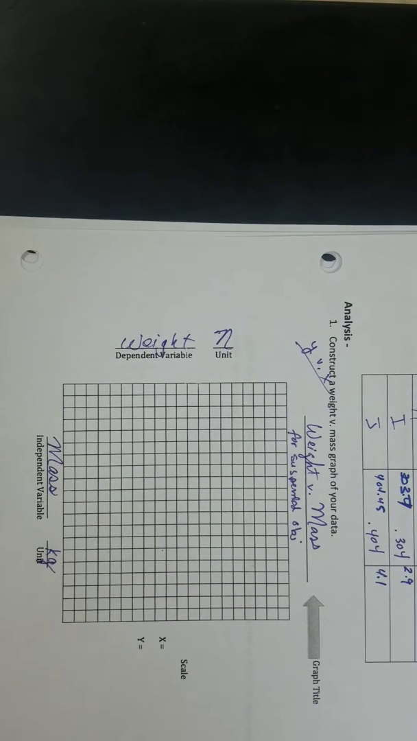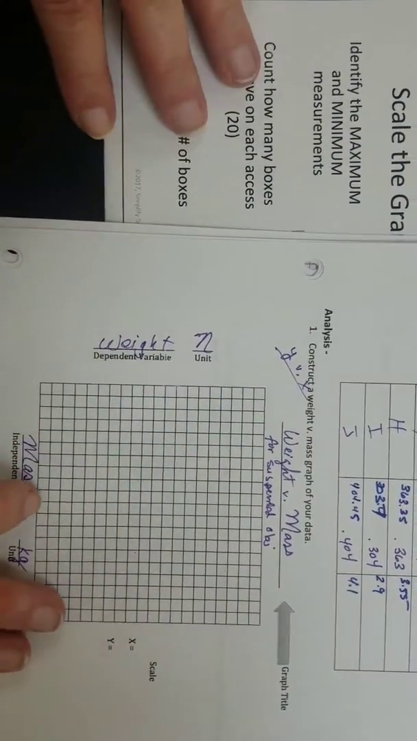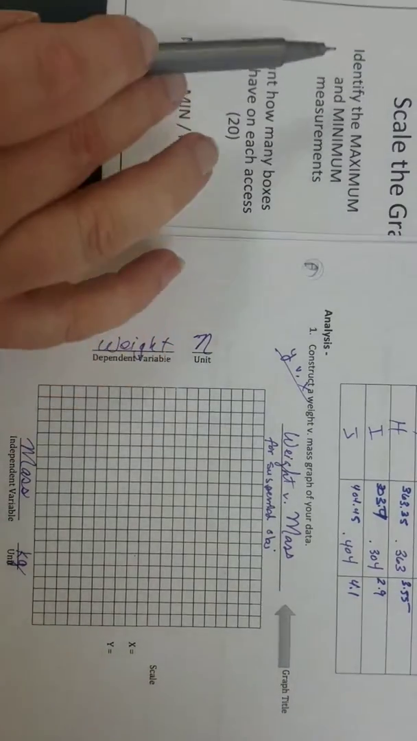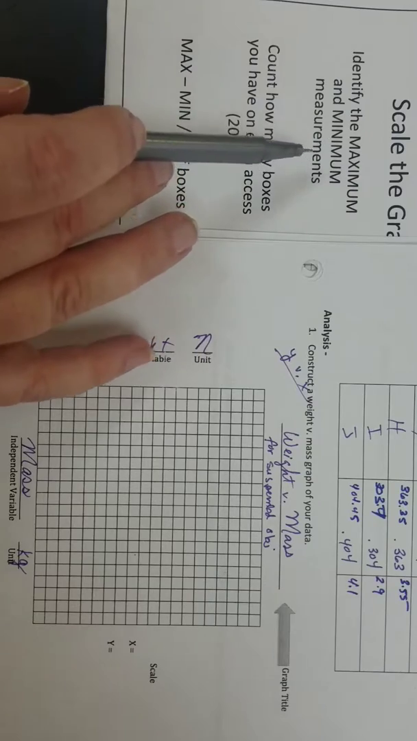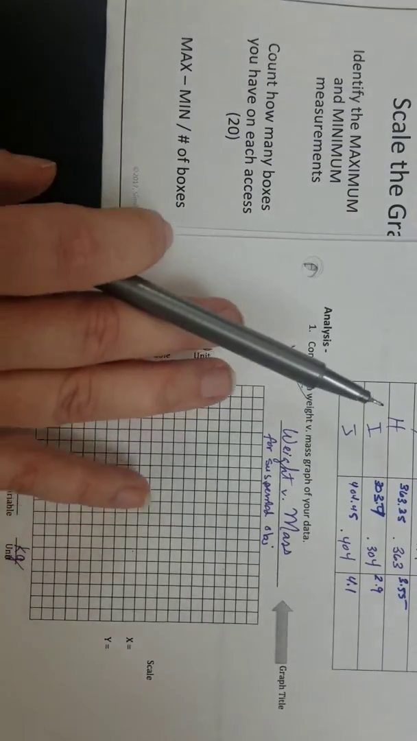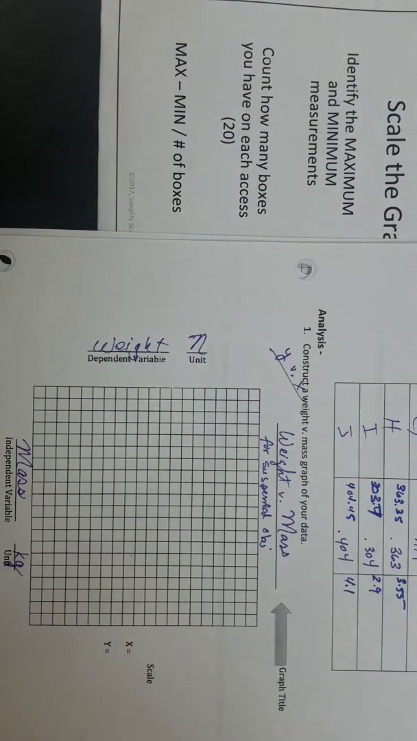Now, the next part that we're going to do is we are going to scale the graph. Now, we've seen this before. This part always seems to cause people issues, but we're going to go over it right now. We're going to scale the graphs, and to do this, we are going to identify the maximum and minimum measurements, and we're going to count how many boxes we have on each. Okay, so let's do our mass first.